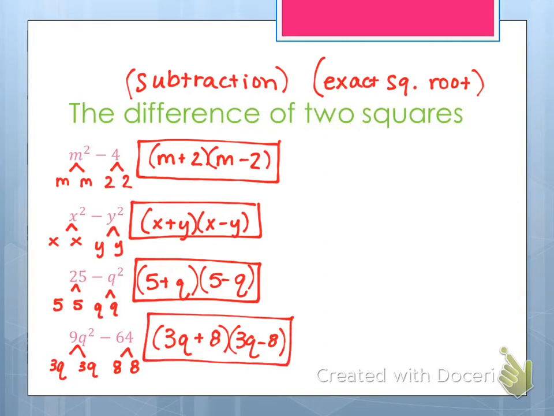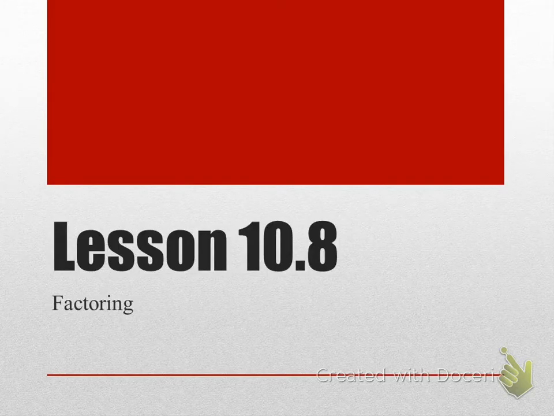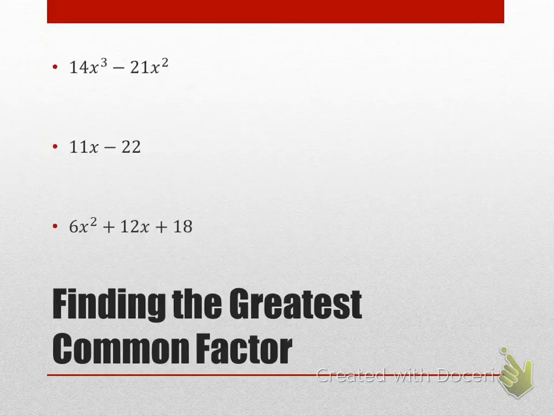So if I wanted to check, I could FOIL that out, and it would match the original problem if I did it correctly. So then the next example actually goes into lesson 10.8. That was what we covered in 10.7. Lesson 10.8, what we are going to do is find the greatest common factor.